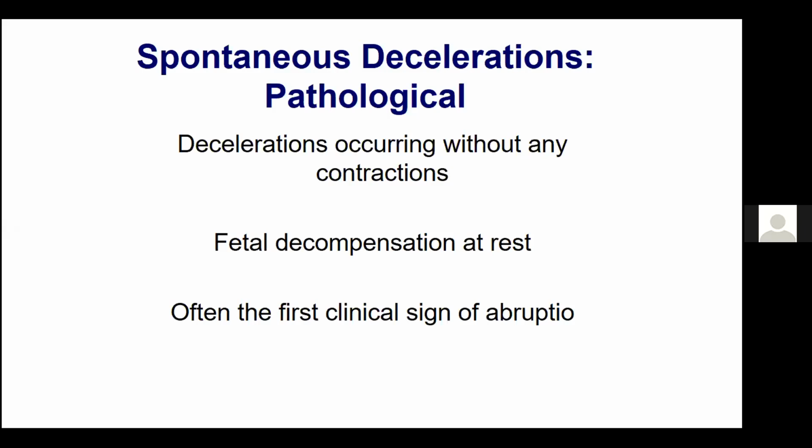They can mean that this is the first clinical sign that the patient is having an abruption. And we know that abruption is very dangerous and it can kill babies. But the second thing is that end-stage placental dysfunction has happened. So this mother and baby need delivery.